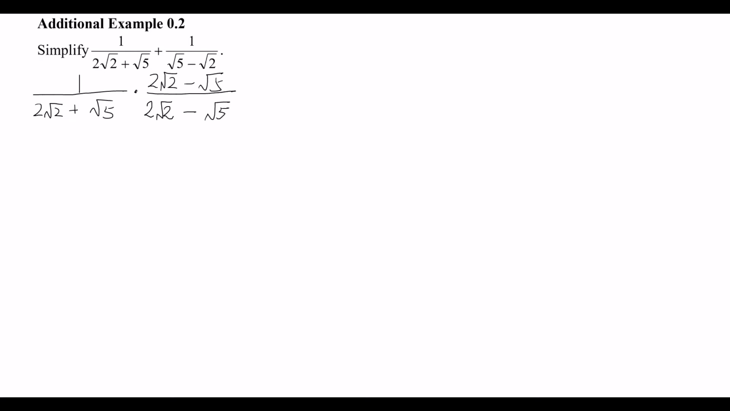Okay, this is the first fraction. And also the second one, 1 over square root 5 minus square root 2. Therefore, it means this time I multiply the denominator with square root 5 plus square root 2. Okay, we do the same on the numerator. And then 1 times this number, just the same number.